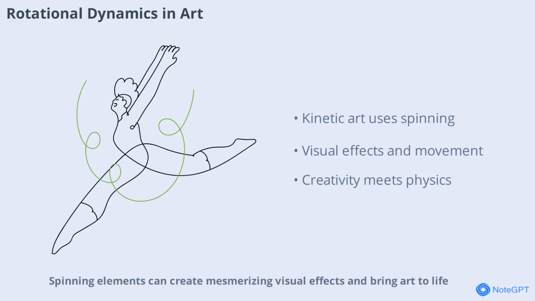Artists use rotational motion in sculptures, installations, and kinetic art. Spinning elements can create mesmerizing visual effects and bring art to life. Understanding the physics behind these movements allows artists to push the boundaries of creativity and design pieces that captivate audiences.